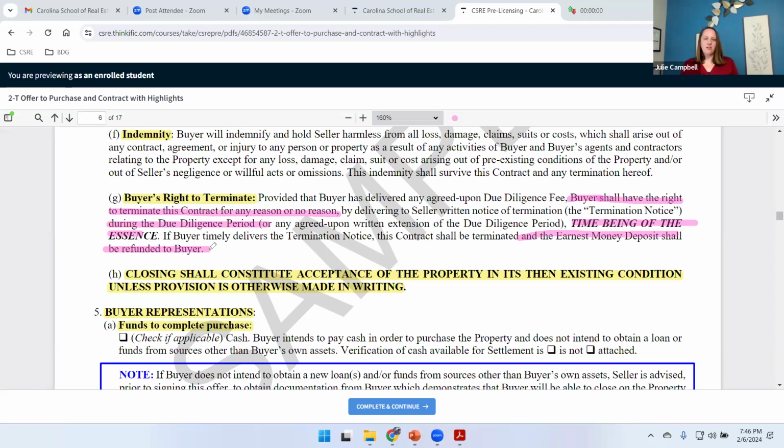The last thing here, closing shall constitute acceptance of the property in its then existing condition unless provisions are otherwise made in writing. Congratulations, Mr. and Mrs. Buyer. This house and all its problems are now yours. Here's the key. They chose to move forward from the due diligence period. They chose to move forward to buy. And closing is going to constitute their acceptance of the property.